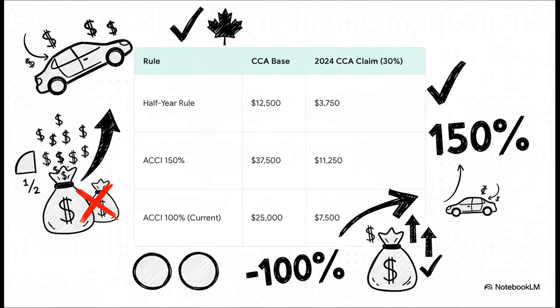Let's put some numbers to this to see the real-world impact. Take a $25,000 car. Under the old half-year rule, you could only calculate CCA on half of that cost, which gives you a deduction of just $3,750. Now look at the peak of the accelerated incentive. It lets you calculate CCA on 1.5 times the cost, for a huge deduction of $11,250. Today, under the current rule, you get to calculate CCA on the full cost, which results in a $7,500 deduction. That's still double what was allowed under the old regime. The difference is just massive.